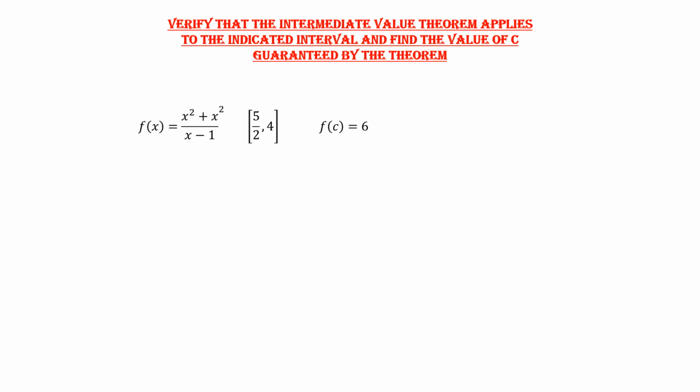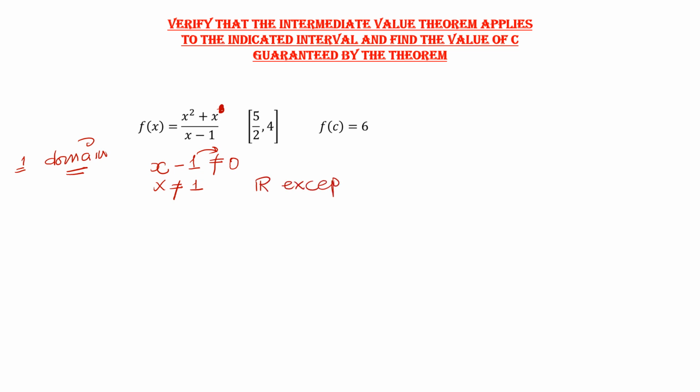Let's solve this equation. Here they are saying that f of x equals x squared plus x divided by x minus 1. The first thing is to find the domain, in order to confirm whether the function is continuous in the closed interval or not. Since it is a rational function, you will write x minus 1 not equal to 0. Solve for x and you will get x not equal to 1. So what is the domain? The domain is all real numbers except 1.